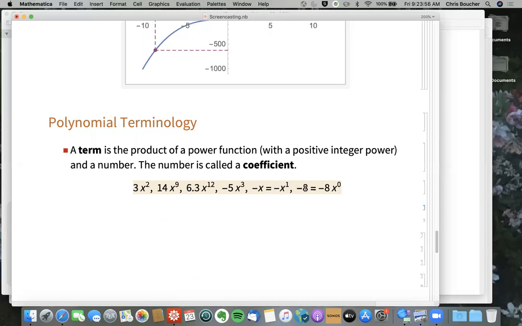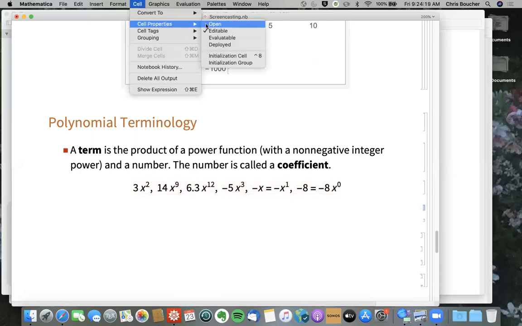We'll also count constants as power functions. So let's change positive here to non-negative, because x to the 0 is 1. So anything times x to the 0 is just itself. So I can think about -8 as a term, even though that's an odd way to write it, admittedly. Okay, so that describes what terms are.